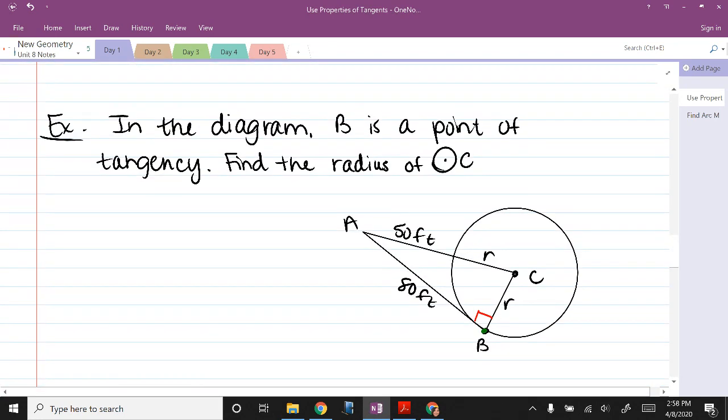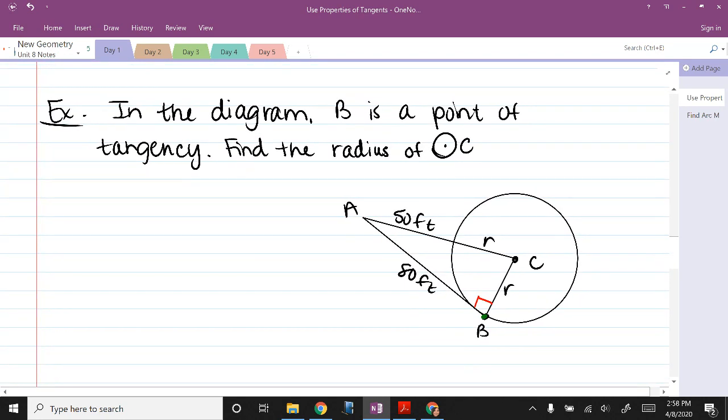Okay, now these are where it's complicated. So this is like the back or the second page of the worksheet, starting with number 9, I believe. Actually, starting with number 10. So this is where it gets more complicated. It says in the diagram, B is a point of tangency. So it tells me B is where segment AB is tangent to the circle. Find the radius of circle C.